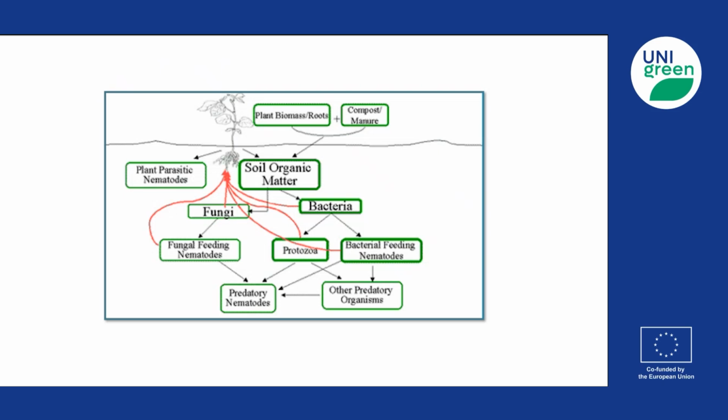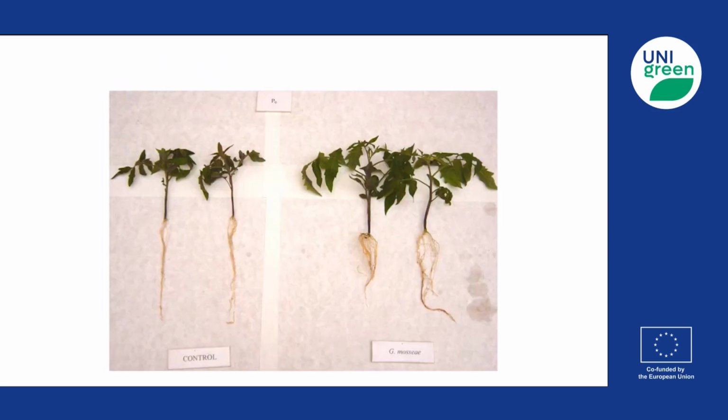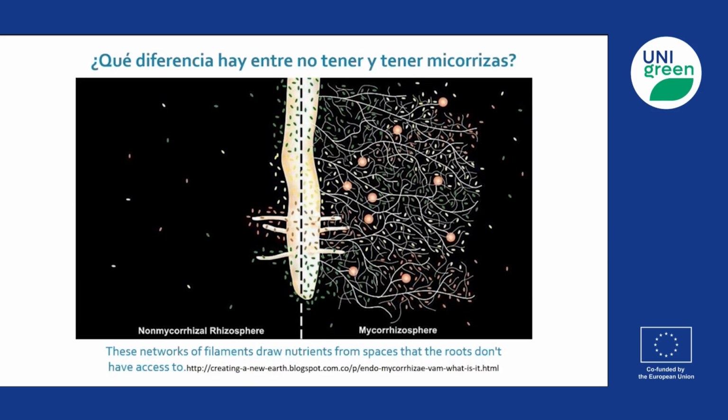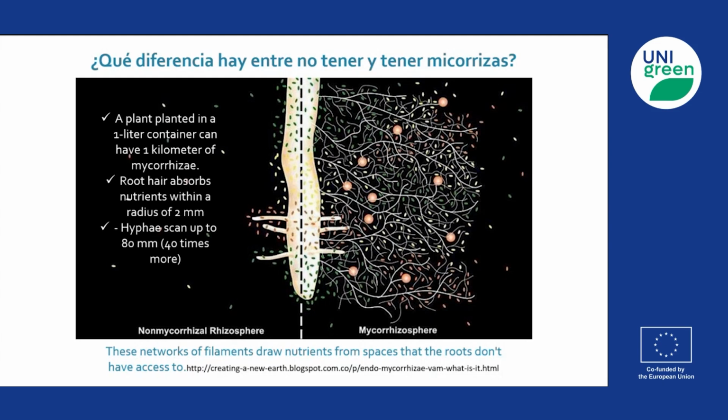So this is what happens in the soil. We have soil organic matter that gives all the conditions for the bacteria, fungal feeding nematodes, predatory nematodes, and so on. All this good soil biology is very important to maintain plant health. So for example, in the case of mycorrhizae, this is tomato. You can see tomato without mycorrhizae as our control versus tomato with mycorrhizae. And you can see that even the phenology changes because this particular microorganism is a fungus.